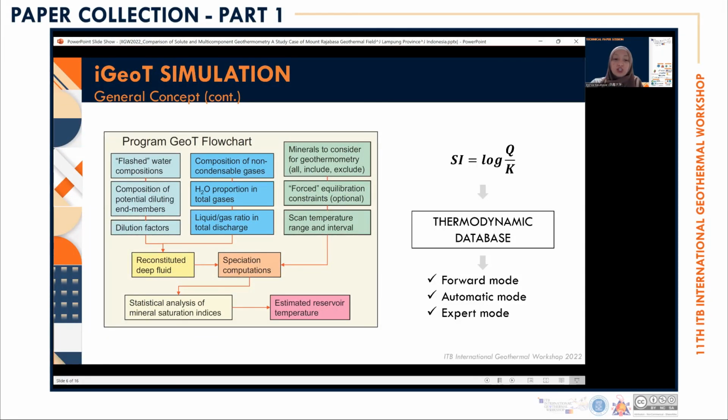Data for computation of activity coefficients, together with equilibrium constants for aqueous complexes and minerals at various temperatures, are read from an external thermodynamic database. The program allows for simultaneous regression of multiple waters, automatic reconstitution of the fluid compositions, and also estimation of reservoir temperature by numerically assessing the clustering of computed mineral saturation indices.